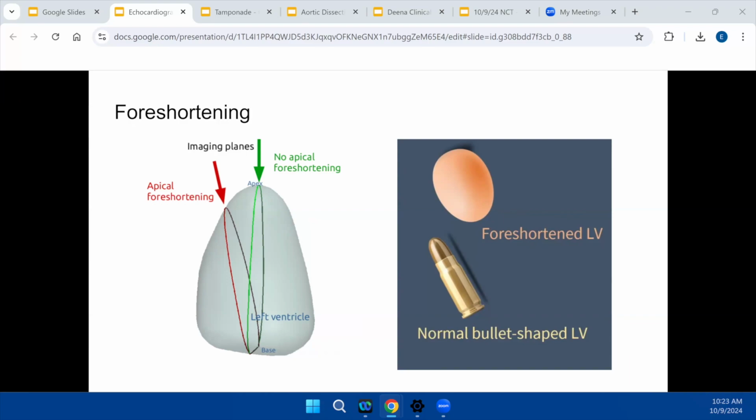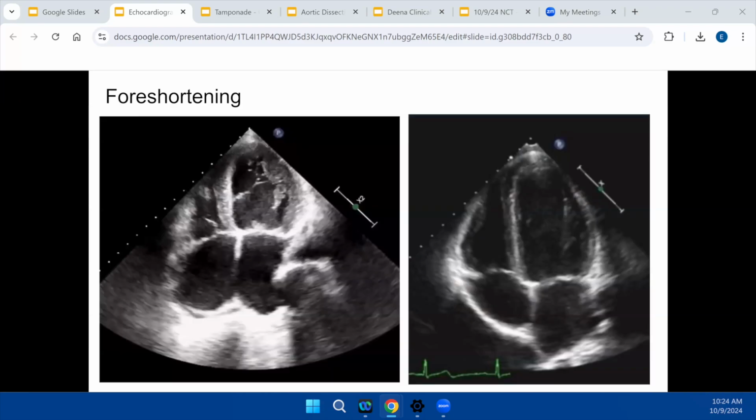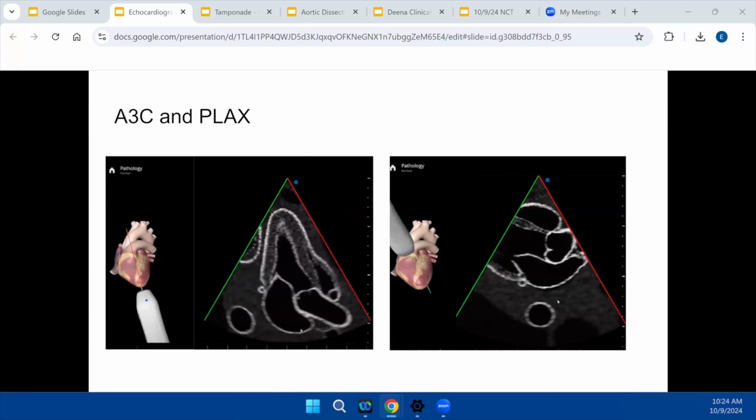You want your LV to look bullet shaped, and if you're looking egg shaped, you know that you're foreshortening. For example, on the left, definitely a nice egg shaped looking heart, and that left atrium looks huge. It's not that the left atrium is huge, you're just foreshortened. The image on the right is more of a classic apical 4. The videos are in here, so I'm just going to talk about this. We might be able to simulate it today.